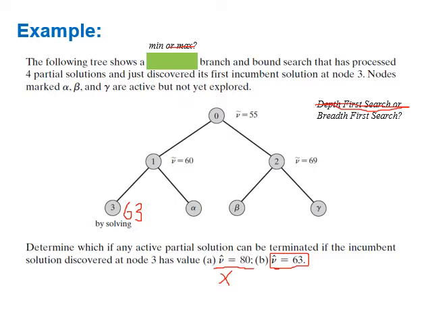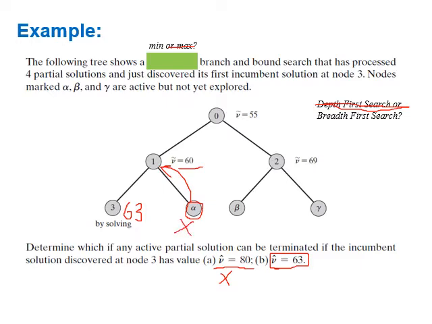Let's look at alpha. When you look at its parent, it says that alpha can provide a solution with a value of 60. Although 60 and 63 are very close to each other, still 60 is less than 63. So there is still a possibility that we can get a solution which is less than 63. So we cannot fathom alpha, we need to explore it.